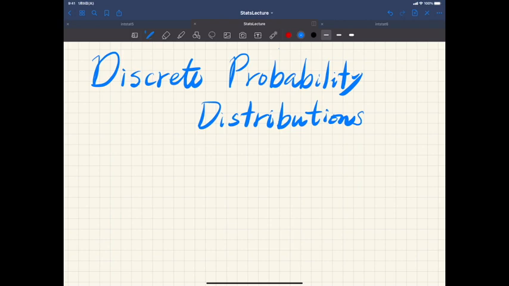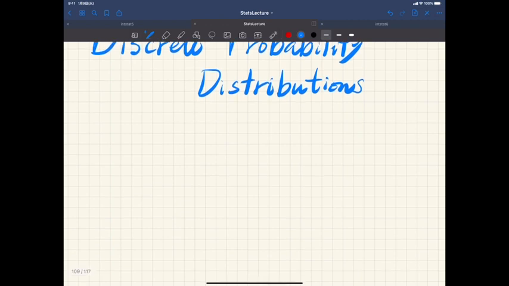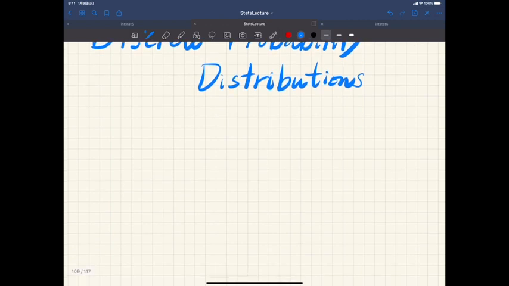Alright, today we are going to study some concrete, discrete probability distributions. But before that, I will introduce the notion of probability generating function. Okay.